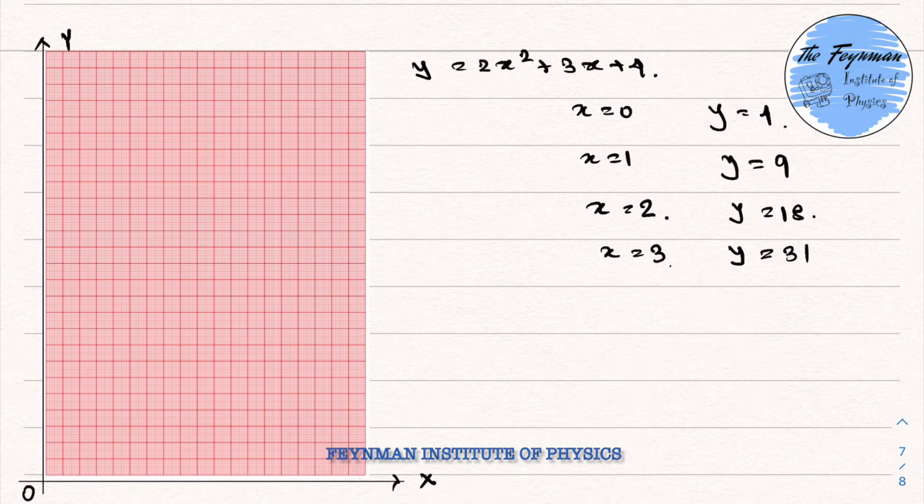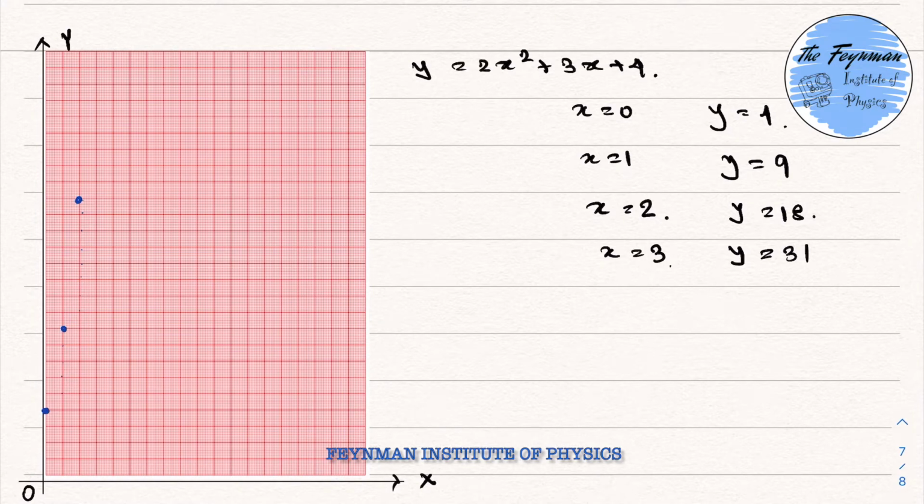So when we plot this function on a graph paper, x is equal to 0, we will have y is equal to 4. So this will be our point. When x is equal to 1, we will have 9. So this is our point. When x is equal to 2, we will have y is equal to 18. So this will be our point. When x is equal to say 3, then we will have y is equal to 31.